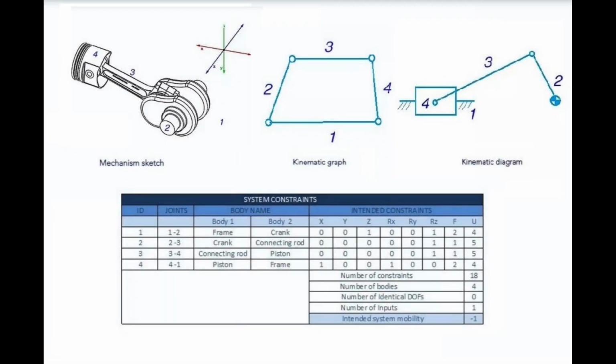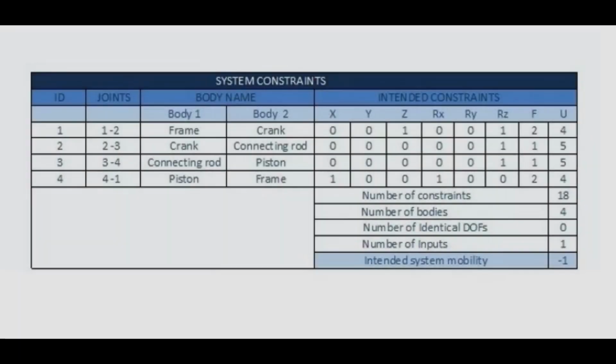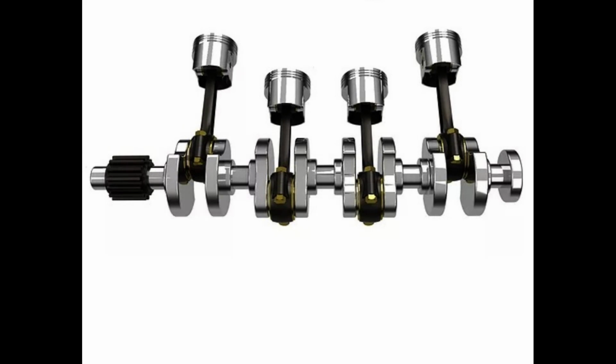For this system, we can also calculate 3D mobility by using all 6 degrees of freedom. A table for system constraint can be developed for this purpose to find out mobility and constraints. I have explained 3D mobility calculation in my next video.